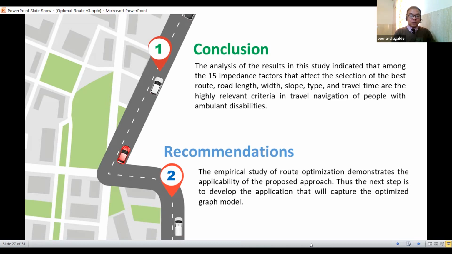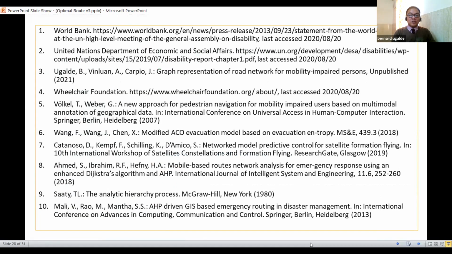Thus, the next step is to develop and code the software application in a form of geographic information system that will capture the optimized graph model. These are the references used in the study.